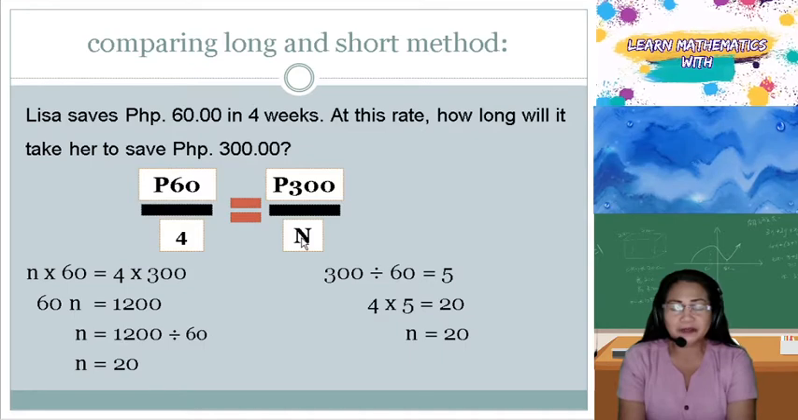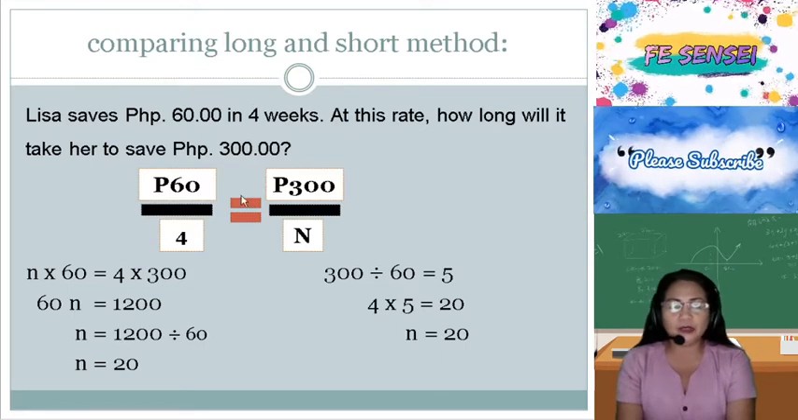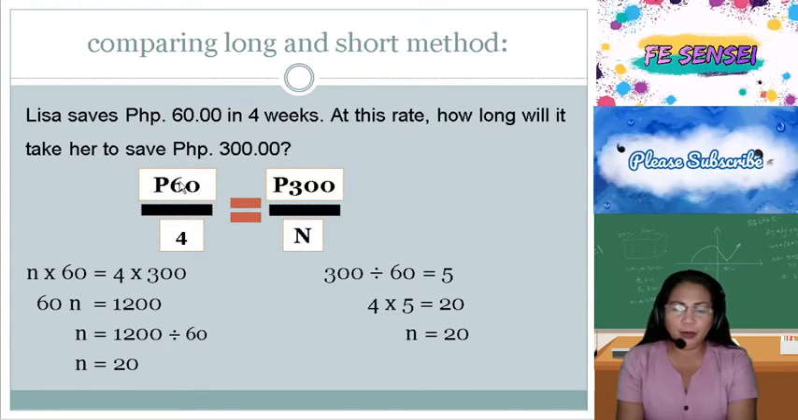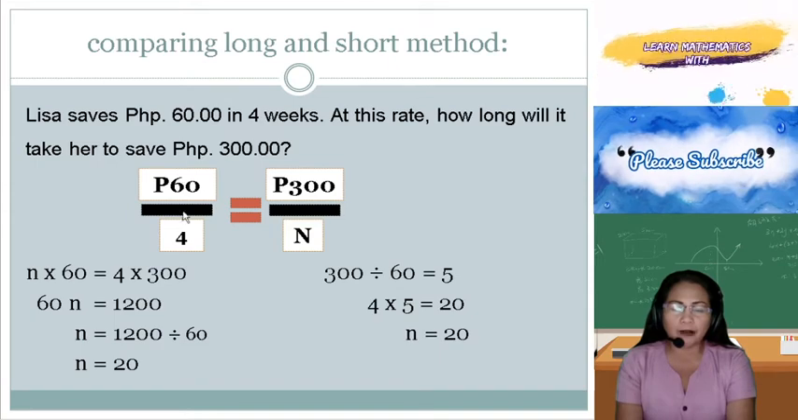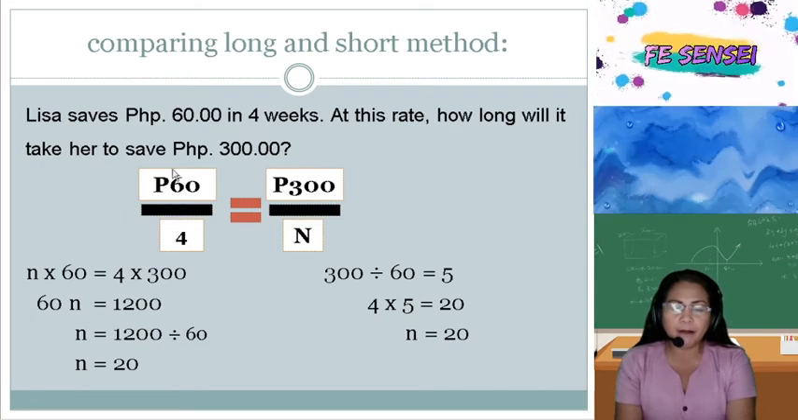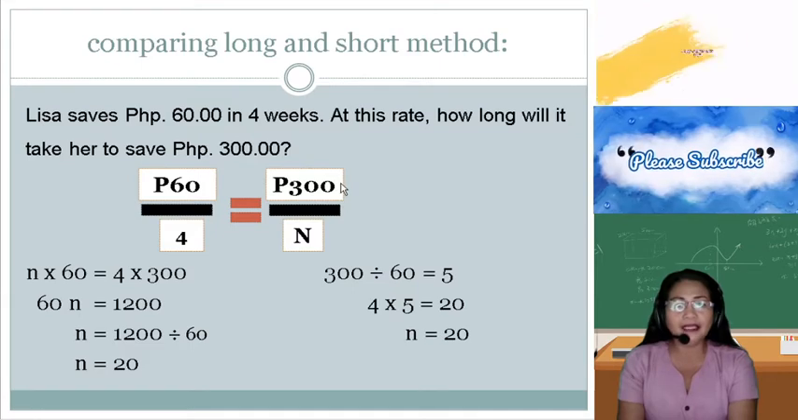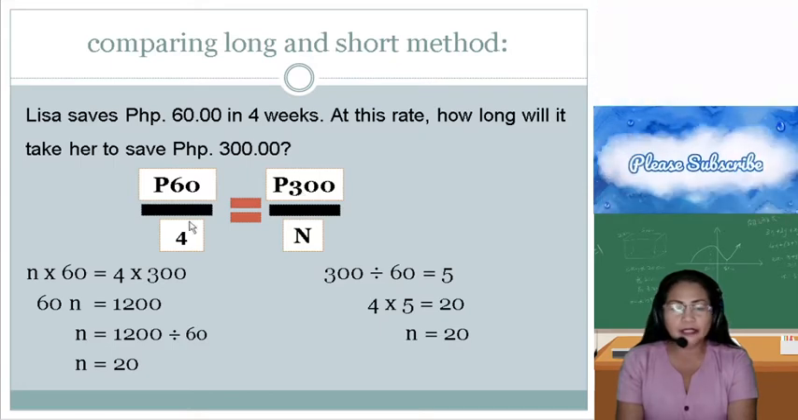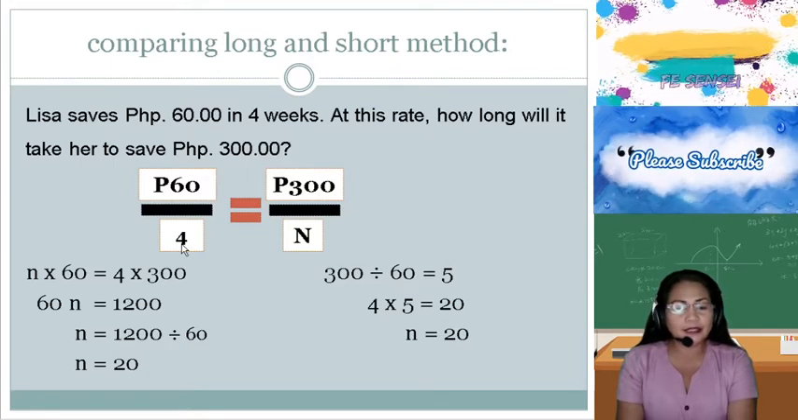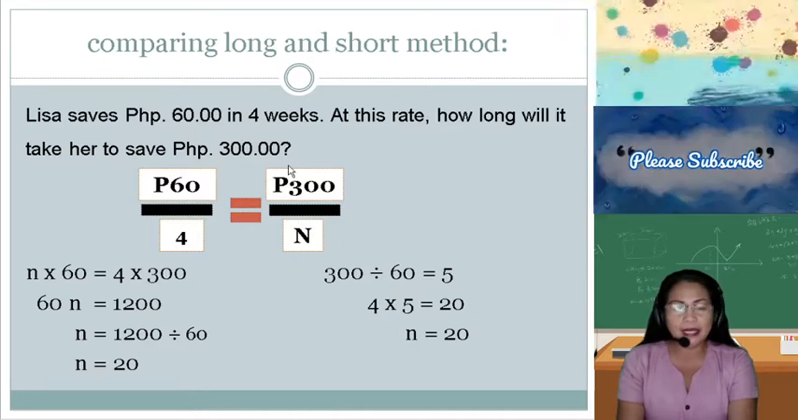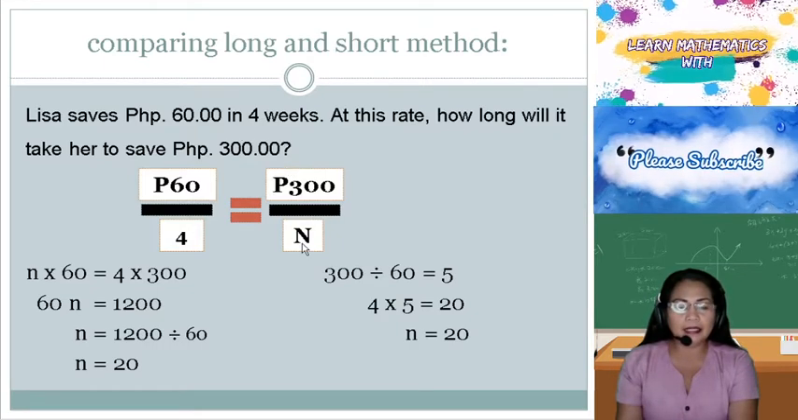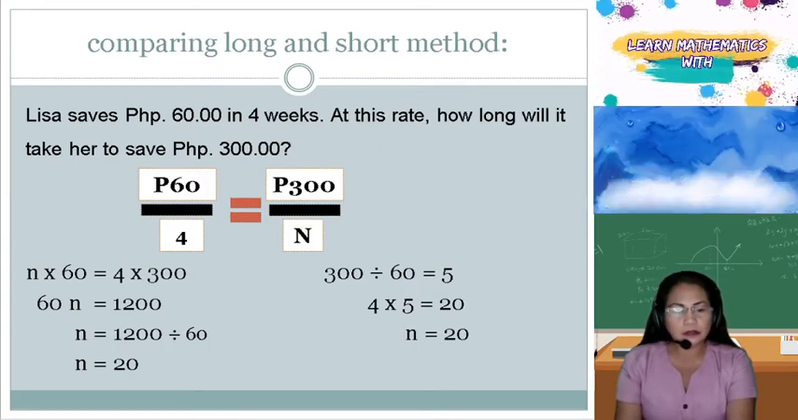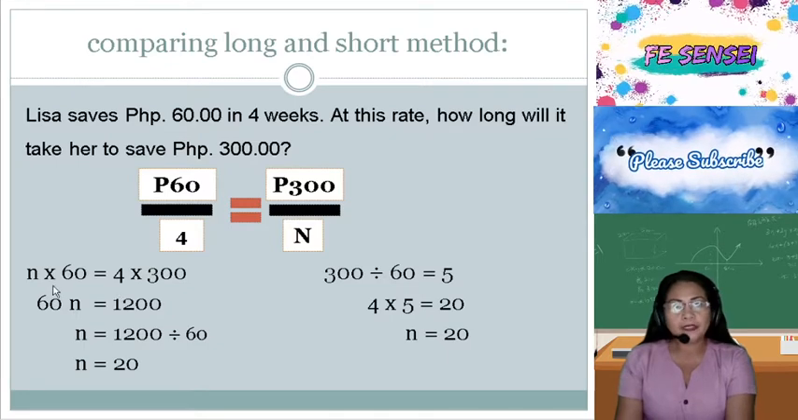We don't know. So, in writing the equivalent ratios, if you write the pesos in this fraction on the left, on the right you have to write it also on the numerator. Then over 4, so that's 4 weeks. And then the number and the unknown.